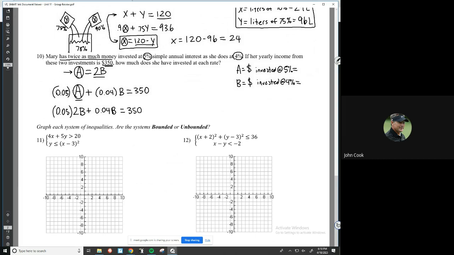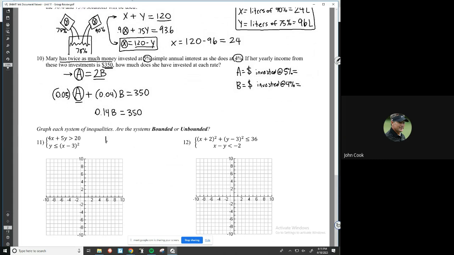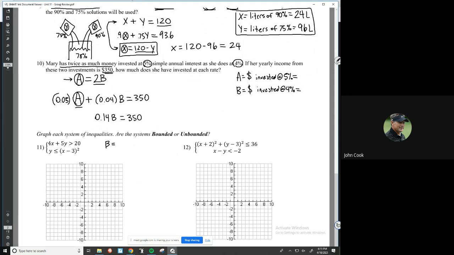So let's see what we get. 2 times 0.05, that's 0.1, now 10%. And if I combine like terms, 0.1 plus 0.04 gives me 0.14B. Okay, so let's get B all by itself. Let's divide both sides. So B is equal to how much? 350, let's do our calculator. 350 divided by 0.14. Okay, $2,500. So that's the amount that I have invested in account B, which is at 4%, $2,500.